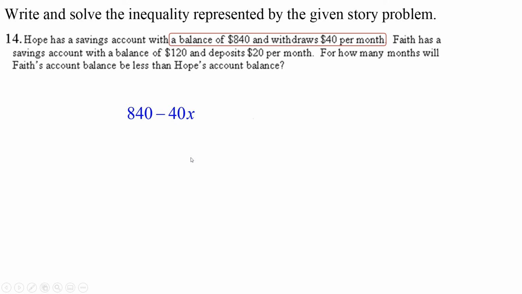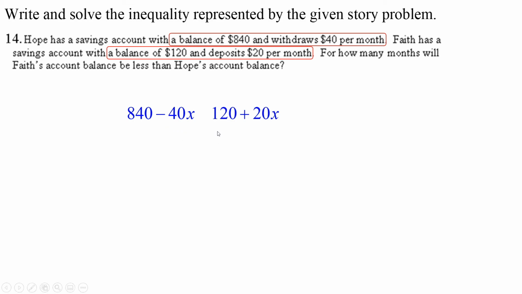Now, Faith has a savings account with a balance of 120. I have a feeling we're going to compare these two accounts, so I'm going to put 120 over here on the right. 120, and she's depositing $20 per month. Depositing money, so let's add to that. $20 per month. Can I write that 20x? Okay.